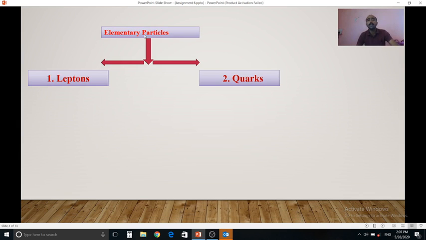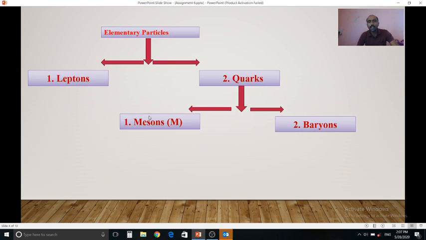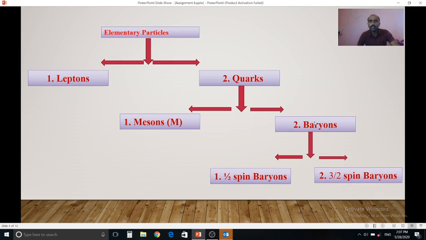Elementary particles are divided into two parts. One is the lepton and the second one is the quark. Leptons are available in free form in nature, but quarks are not available in free form. They are present in nature in the form of groups because of their potential. Then again, quarks have two types: one is the meson and the second one is the baryon. That baryon is again of two types: one is the half spin baryons and the second one is the 3/2 spin baryons. Then we discuss them one by one.